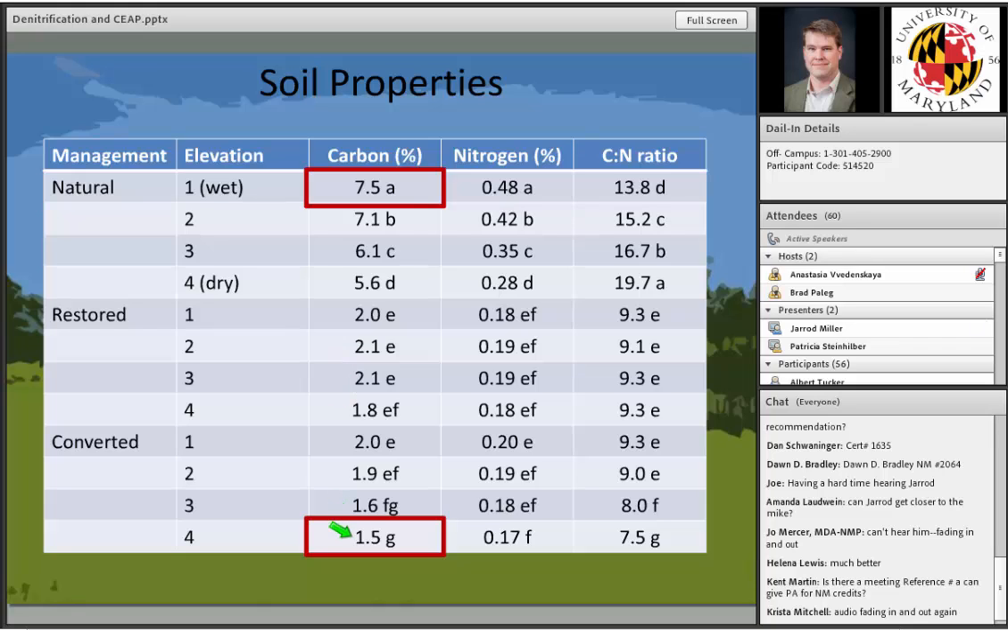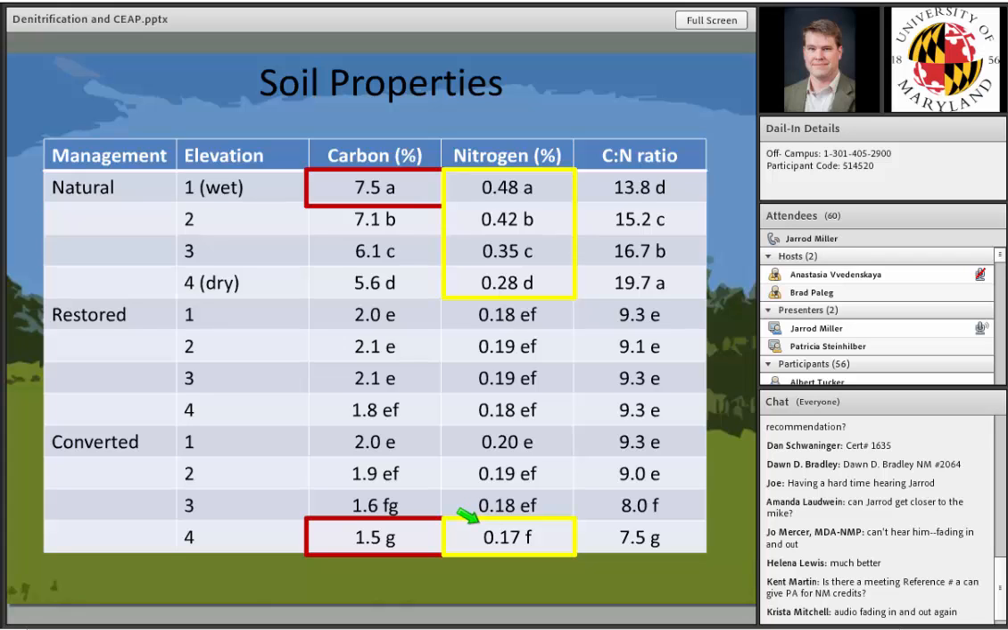Nitrogen follows the same thing. Your total nitrogen, in general, it decreases as you come up out of that depression in a natural. It's highest, though, in the natural versus all of the others. And the lowest number is, once again, at the upper edge of that converted depressional wetland.